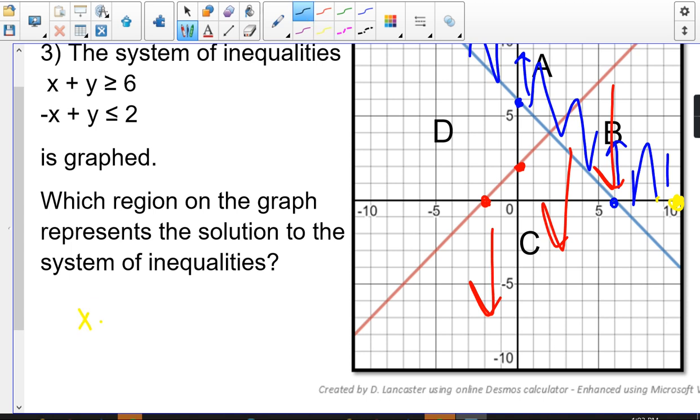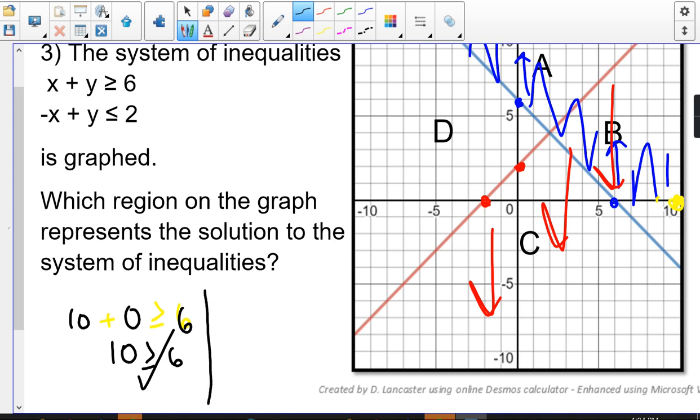So we have x plus y is greater than or equal to 6, and we want to try the point (10, 0). I'm going to switch this over to black because this might not be so clear for you. That means we're putting in 10 for x, 0 for y. And we see 10 plus 0 is 10, which is greater than or equal to 6. Is that a true statement? Yes, that's true. 10 is greater than 6. So we checked our first inequality and got a true statement.